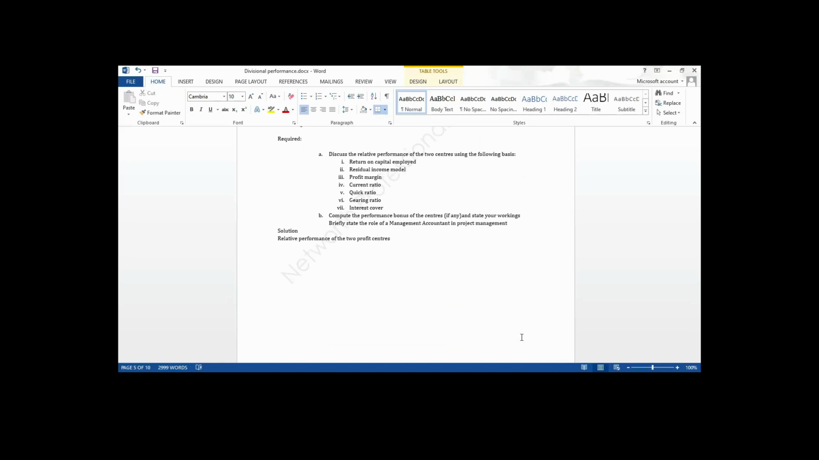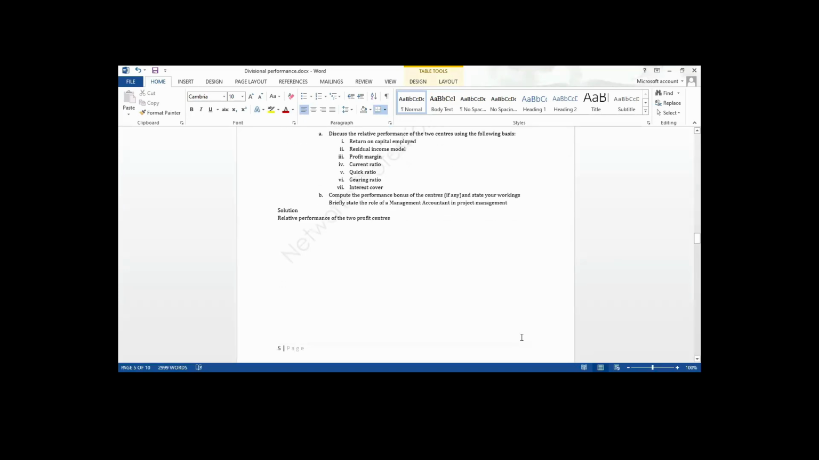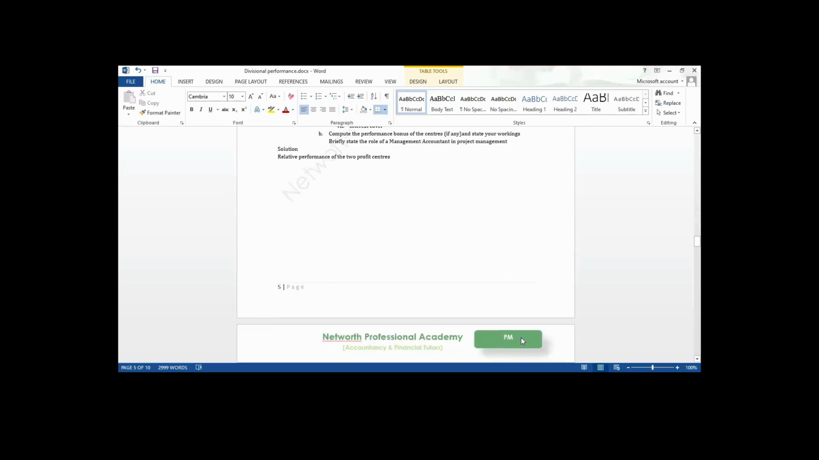A Roman figure 4, current asset. The current ratio. Our current ratio is current assets divided by current liability. So go and pick your current asset now. Then pick your current liabilities. Divide it. Don't multiply by 100, please.